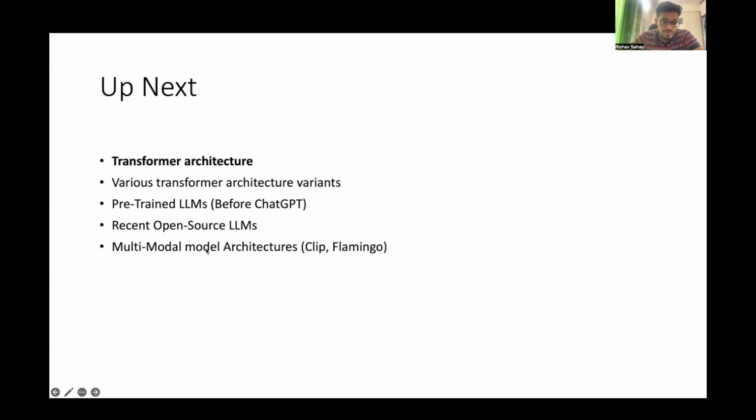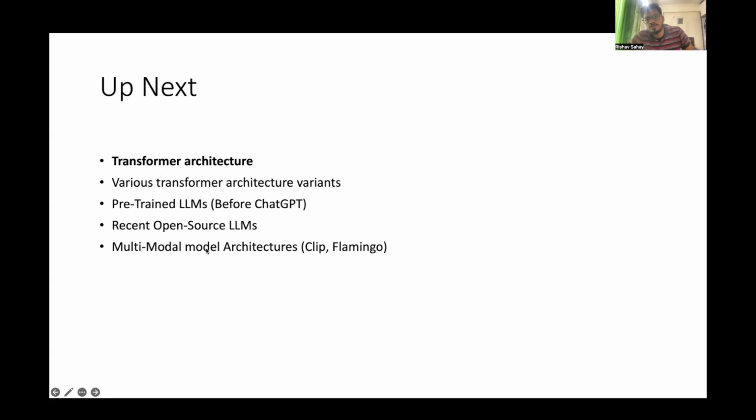Firstly, we'll have a look at the transformer architecture, how it works, its key components, and why it has become a key game changer in the field of natural language processing. In brief, we'll also cover various variants of the transformer architecture and also look at the evolution of the transformer models.